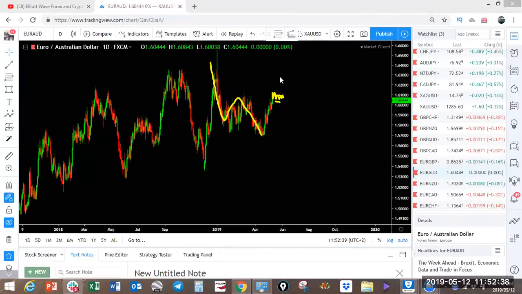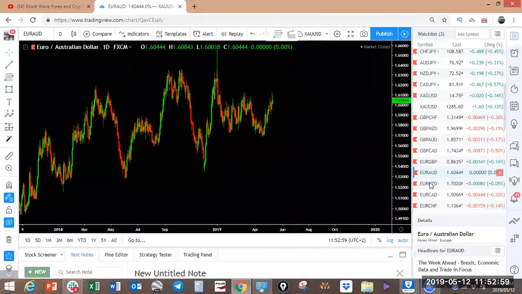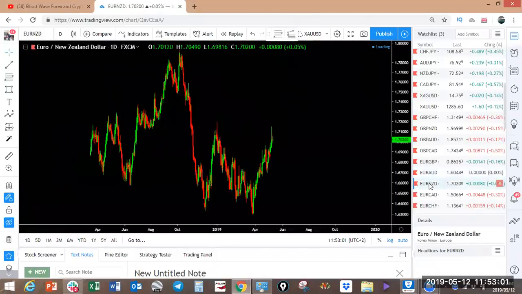Okay, if this starts making an impulsive move here, then we know that this is a 1 and this is a correction. Okay, and then we're going to get this one. Okay, so we need to wait and see what happens at this level. That's Euro Audi.